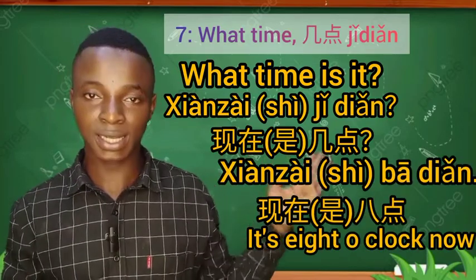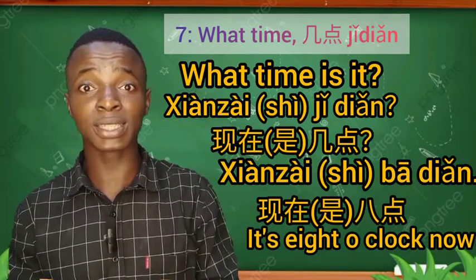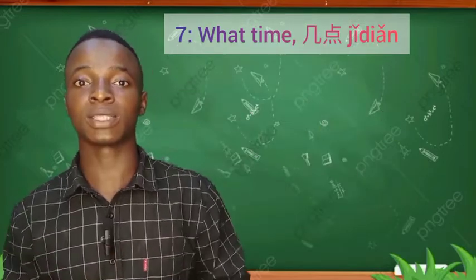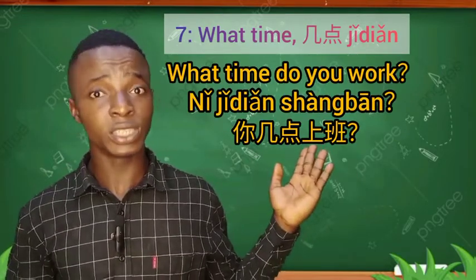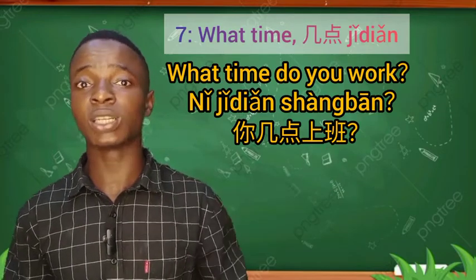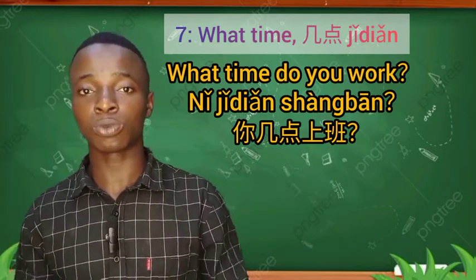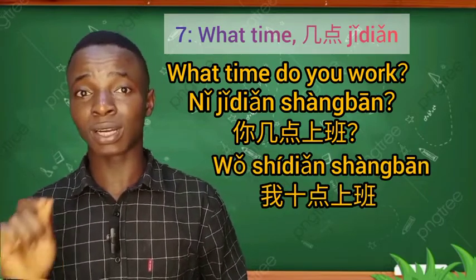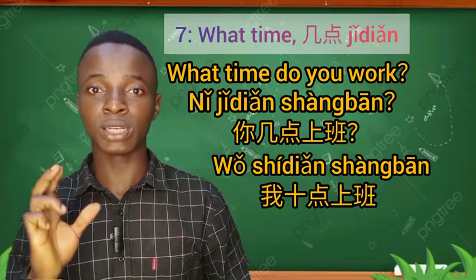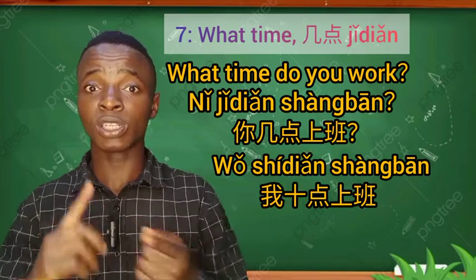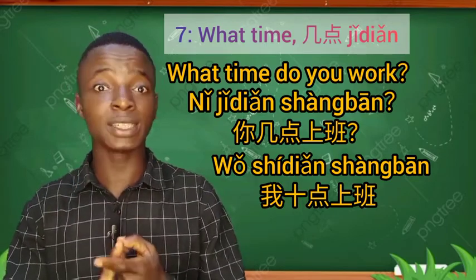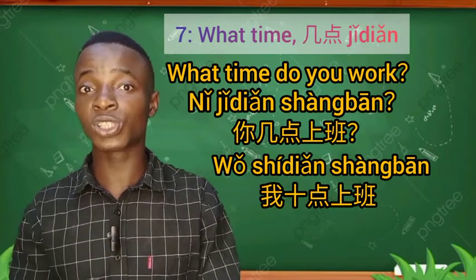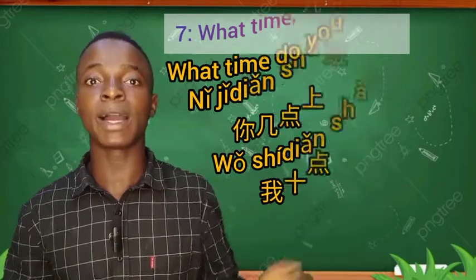For example, here right now it is 8 o'clock. I will say 现在8点 or 现在是8点。The last question, 你几点上班? What time do you start work? For example, I start my work by 10 o'clock. So, in response, I will say, 我10点上班。I start work by 10 o'clock.